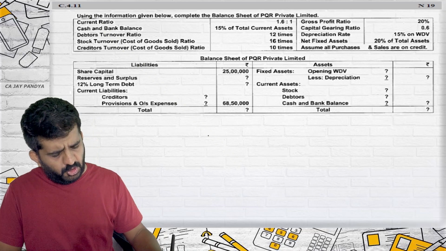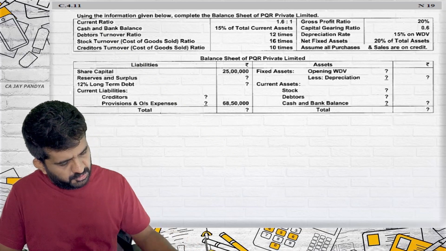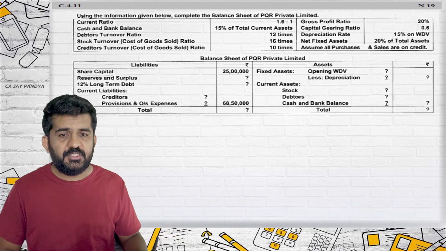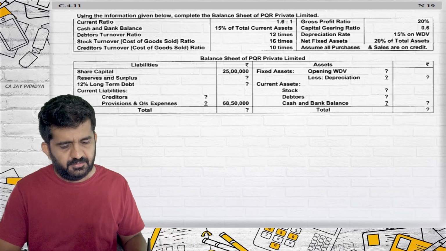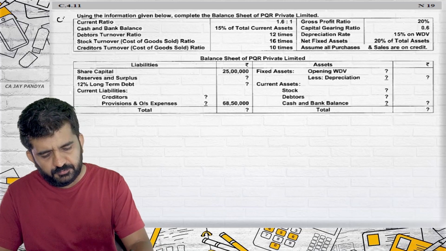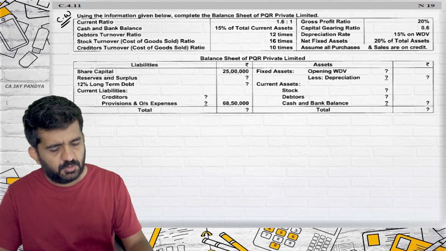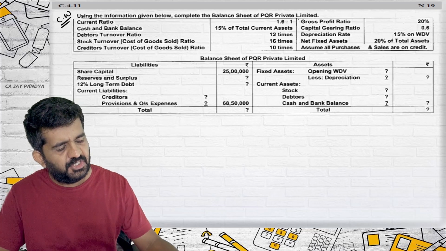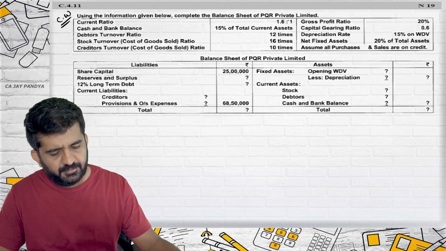Alright, let us solve, because here there is some question of provision of outstanding expenses and other points. Let us solve this question 4.11. Using the information given below, this will be categorized as classwork. Using the information given below, complete the balance sheet of PQR Private Limited.